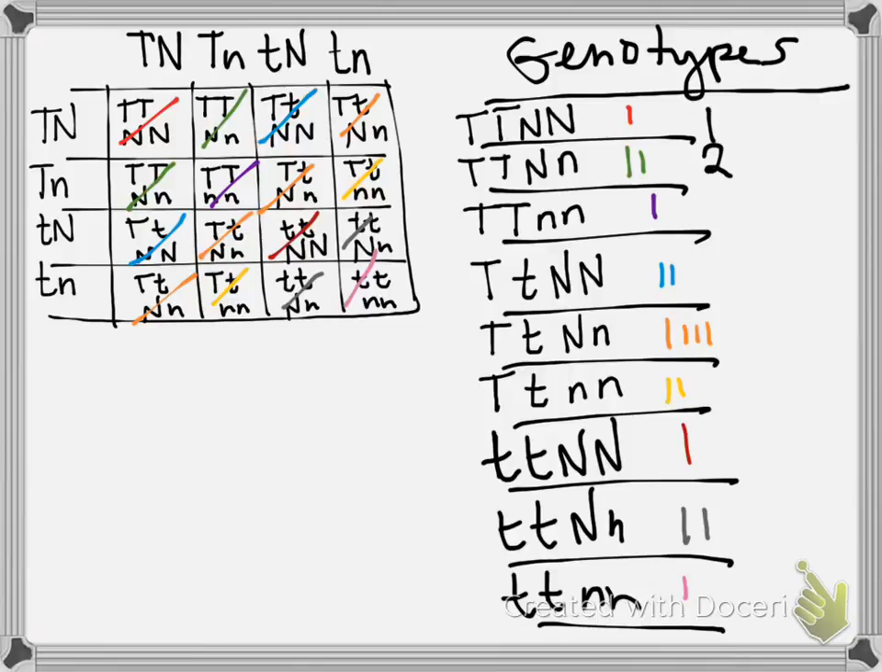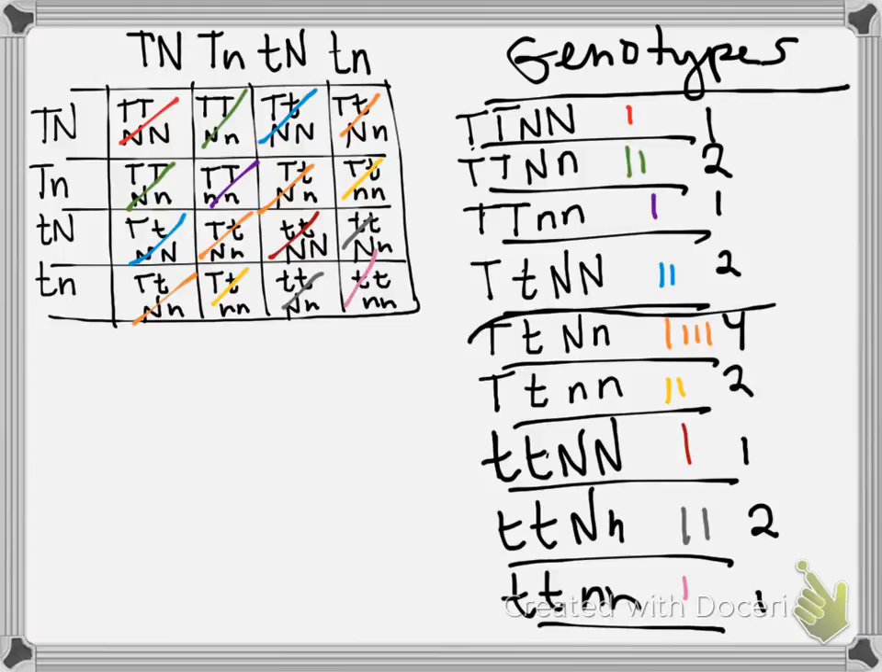So 1, 2, 1, 2, 4, 2, 1, 2, 1. Yikes! You think you can just remember those numbers? Probably not. But where's the biggest percentage? If we were to break that down into percentages, so we have 1, 2, 3, 4, 5, 6, 7, 8, 9. Well, we have 16 offspring.